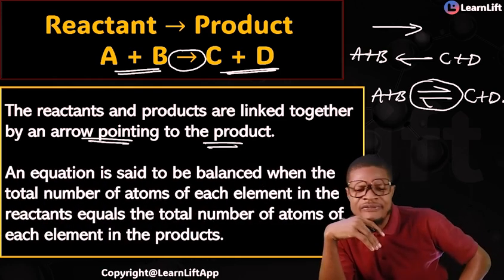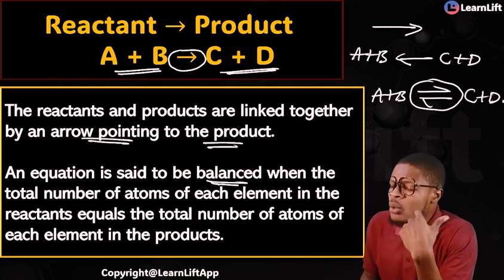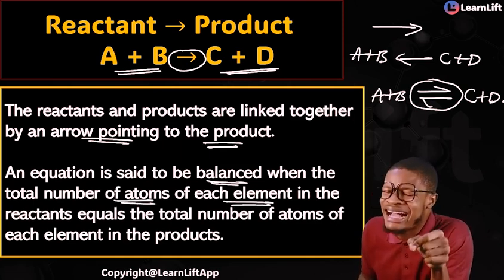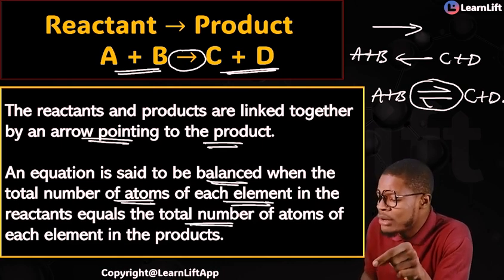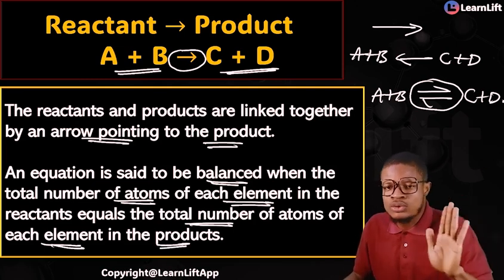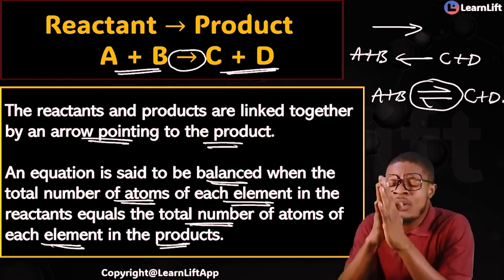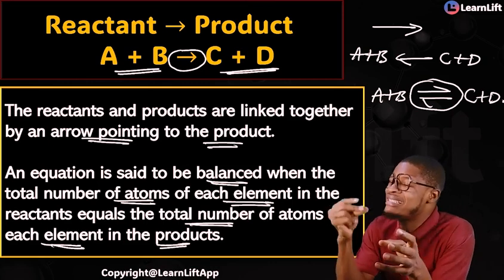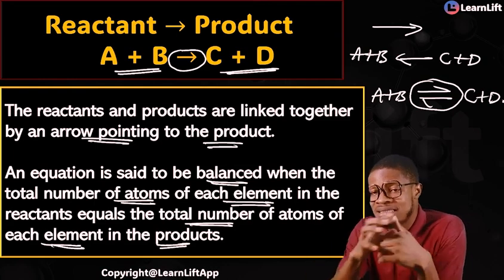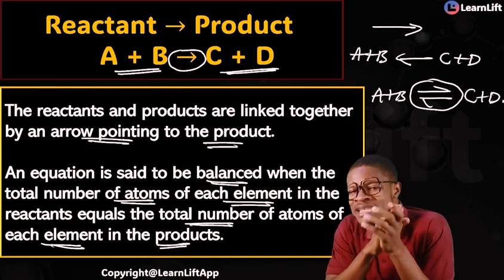I'd like you not to forget this very fast, that an equation is said to be balanced when the total number of atoms of each element in the reactant equals the total number of atoms of each element in the product. Simple. Number 1: when is an equation said to be balanced? An equation is said to be balanced when the total number of atoms of each element in the reactant is equal to the total number of atoms of each element in the product. That equation is said to be what? Balanced.